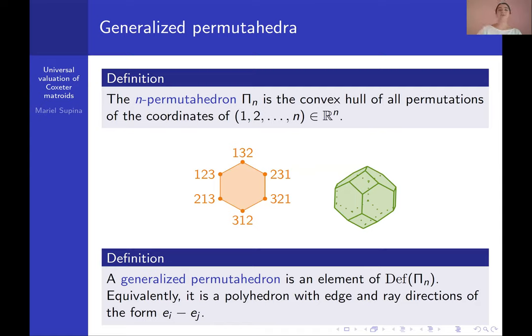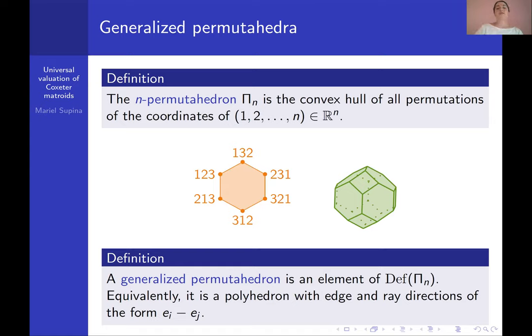in combinatorics, which is called the permutahedron. So the n permutahedron, pi n, is the convex hull of all permutations of the coordinates of the point 1, 2, up to n in R^n. So we have one of these in each dimension, and it's always going to be codimension 1. So here we have the 3 permutahedron, which is a hexagon, and the 4 permutahedron, which is the green polytope. So a generalized permutahedron is an element of the family of deformations of the permutahedron. Another way to say this is that it's a polyhedron with edge and ray directions of the form e_i minus e_j for standard basis vectors e_i and e_j.